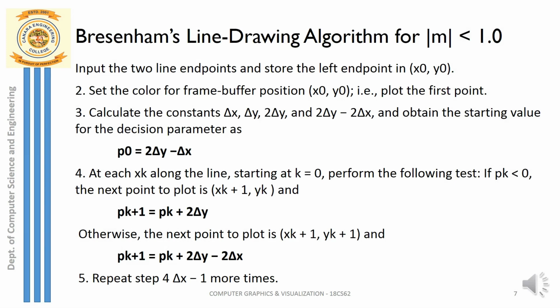So this is the algorithm that I was speaking about. These are the 5 steps that you're supposed to follow in Bresenham's algorithm. The first step is you're supposed to input the 2 endpoints. So of the 2 endpoints that we have, you start from the leftmost endpoint. That is x0, y0, the leftmost endpoint that we have, and this is our first step in the algorithm.